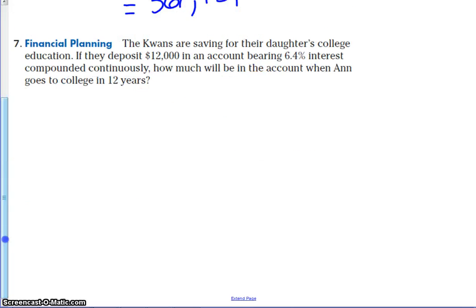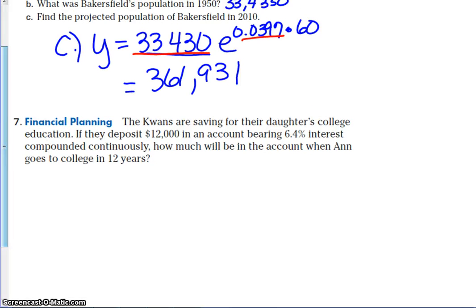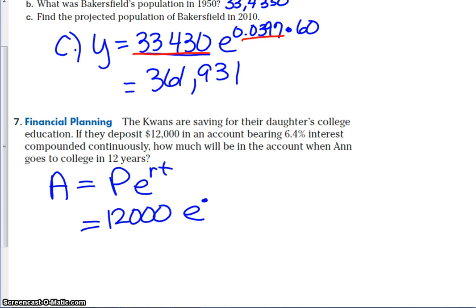Okay? So now we're going to look at problem 7. Now the Kwans are saving for their daughter's college. Their daughter's in 1st grade, and so they know they're going to save for 12 years. Right now they have $12,000, and they're going to invest it at a rate of 6.4%, which is a pretty good rate. They want to know how much they're going to have when their daughter gets to college. So we're going to use the principal and then the e to the rt equation. Our principal here is 12,000. The rate was 6.4%, so 0.064, and then the time was 12 years.